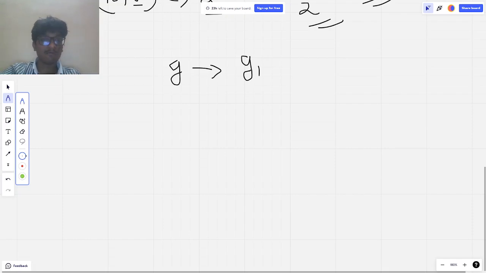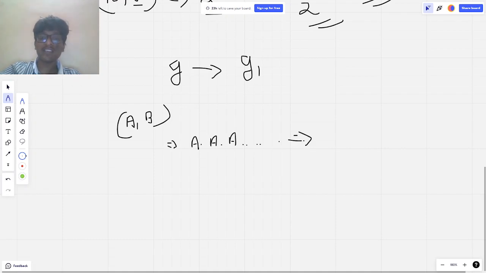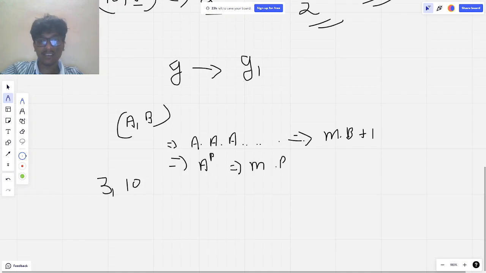There is a simple concept: if we take a and b, such that a and b do not have a shared factor, and we multiply a with itself some number of times, eventually this will be equal to a multiple of b plus 1. We will demonstrate this with an example, taking 3 and 10. We can simplify this as a to some power p will essentially be equal to a multiple of b plus 1.